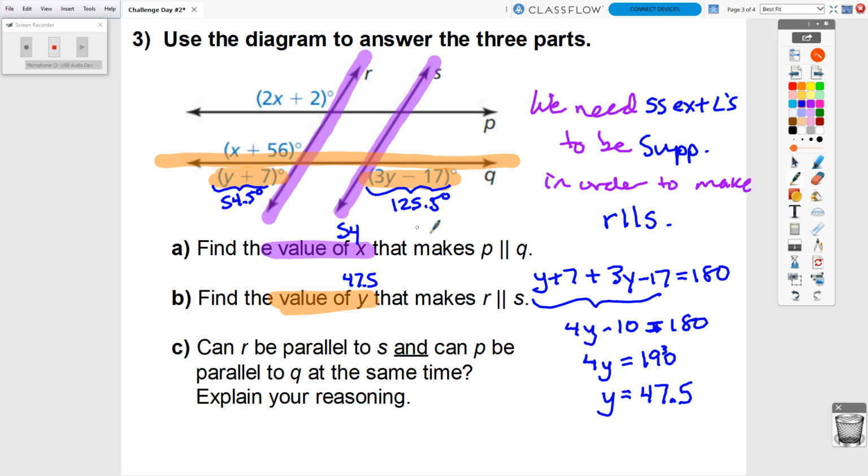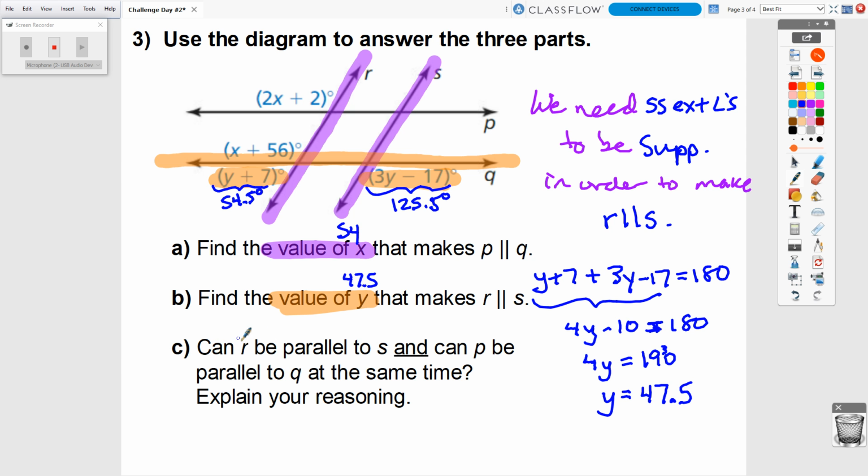And will those add up to be 180 degrees? And they do. So perfect. Y must be 47.5 in order to make the same side's exterior angle supplementary in order to make R parallel to S. All right. Now part C.